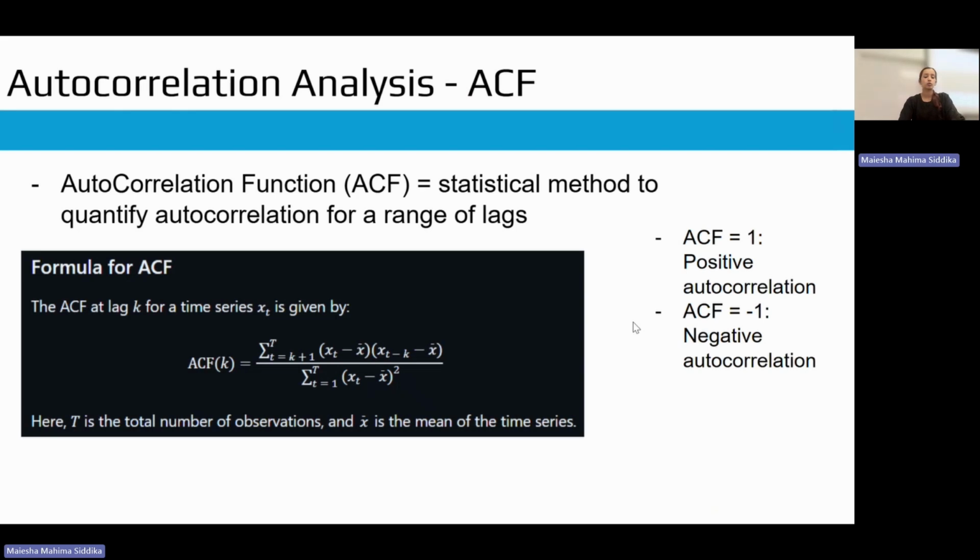And to actually compute autocorrelation, we've got the autocorrelation function, or ACF. This is a statistical method to quantify autocorrelation for a range of lags. So we've got this really ugly looking formula over here, and we can express it for each lag k. We've got our time series, xt. We've got x bar, which is the mean of the time series. Then you would compute this, and whatever it returns, we can interpret. So if ACF equals 1, that means perfect positive autocorrelation, and if ACF equals -1, that's perfect negative autocorrelation.